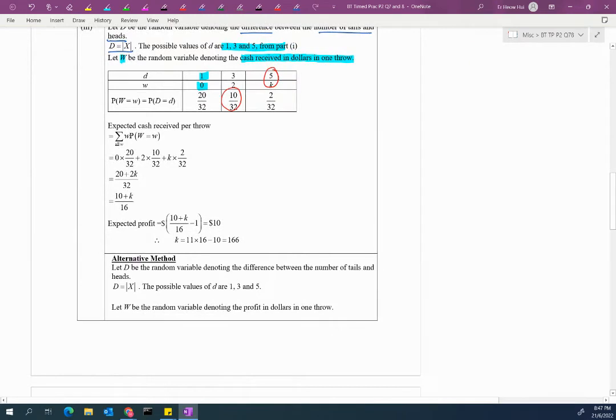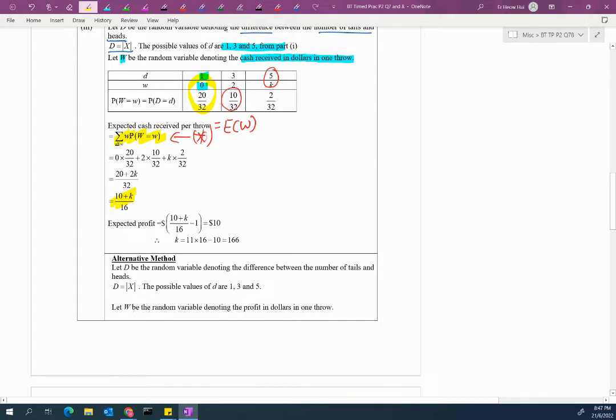The expected cash received per throw is the expectation of W. This is the formula. Don't forget that when you are calculating expectation, always state the formula before you move on to the calculation. It will be 0 times 20 over 32 plus 2 times 10 over 32 plus K times 2 over 32, because it's the sum over all w of w times P of W equals w. The value of 0 should also be calculated. Simplify, and this is what you get.